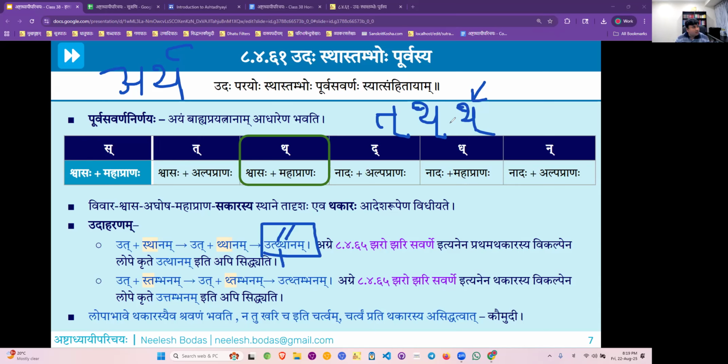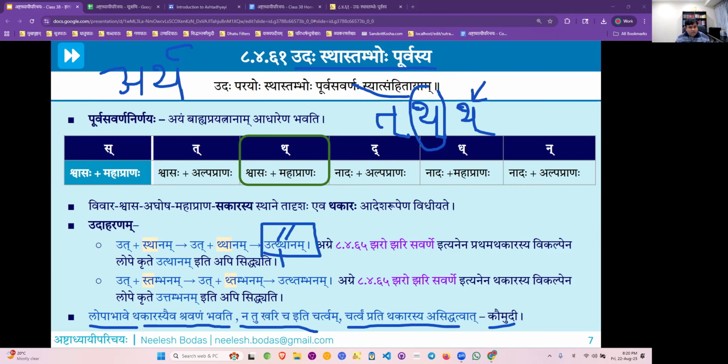Can we do the same thing over here? The answer is no, because this middle thakara is generated by udastha stambho of purvasya, which is coming after chartva. So this thakara is asiddha towards kharicha. Kharicha is a previous sutram. Udastha stambho of purvasya is the later occurring sutram. The asiddhatva rule kicks in. Therefore, this thakara is not visible by kharicha, and that's what is explained by Kaumudi. Lopasya abhave thakarasya eva shravanam bhavati na tu kharicha iti chartvam, chartvam prati thakarasya asiddhatvat.